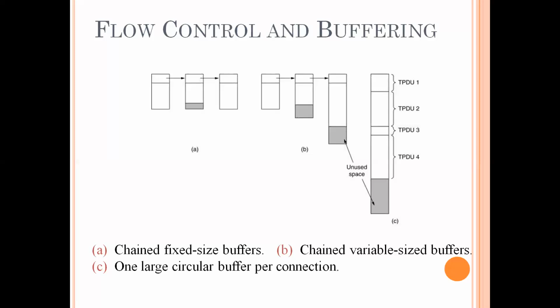The third possibility is to dedicate a single large circular buffer per connection, as shown in figure C. This system also makes good use of memory, provided that all connections are heavily loaded, but is poor if some connection is lightly loaded. Here, the black color represents the unused space.